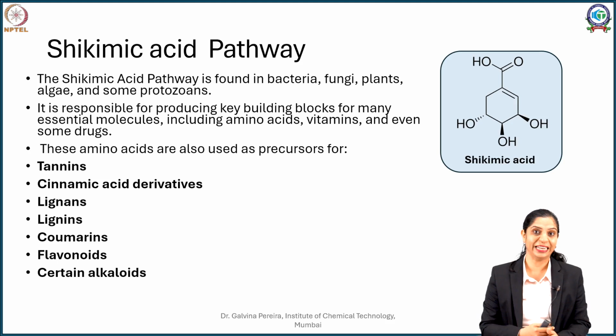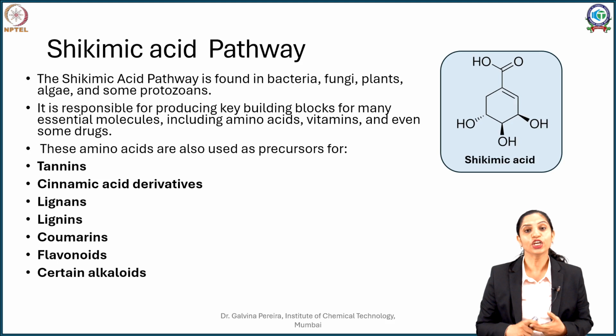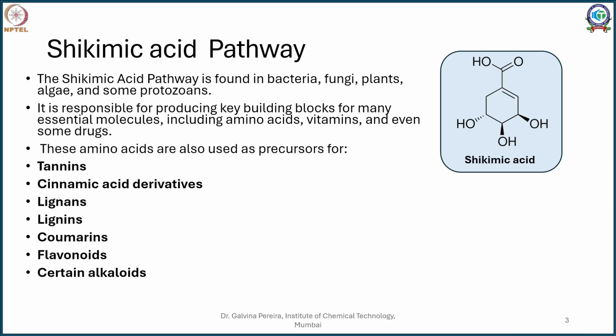Now coming to secondary metabolites, your shikimic acid pathway gives you compounds such as tannins, cinnamic acid derivatives, your lignans, lignins, the glowing molecules, that is your coumarins, the antioxidant molecules, that is your flavonoids and anthocyanins, and certain alkaloidal compounds are also derived from your shikimic acid pathway.